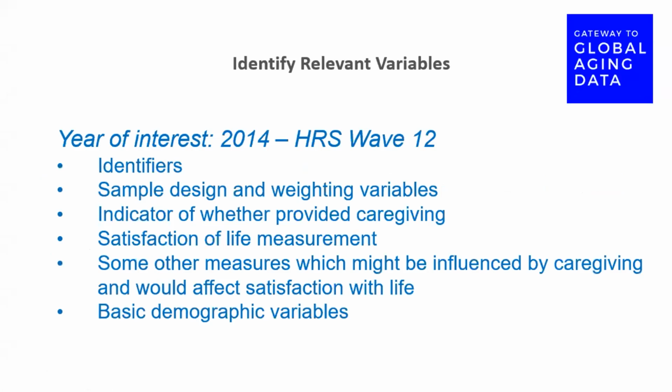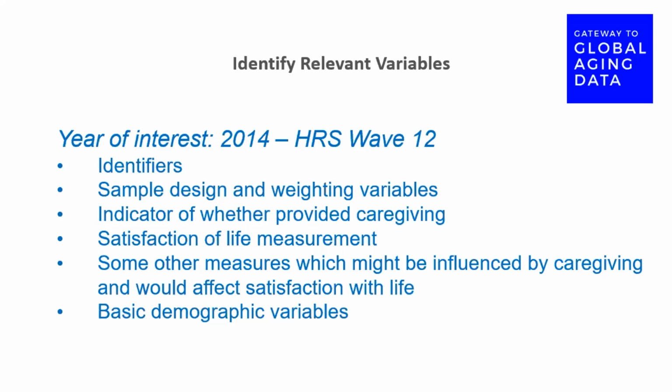Let's start by thinking of the variables we'll need for this analysis. Let's utilize wave 12 of the HRS, which was mainly conducted in 2014. For any analysis we do, we're going to want to make sure we have the right identifiers for merging the different data sets. We'll also want to make sure that we have variables which capture the HRS sample design and will allow us to generate population estimates.